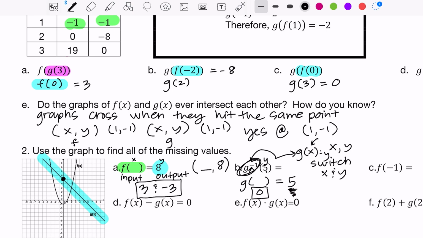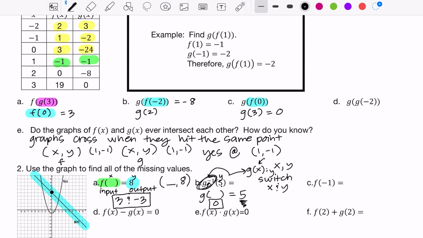Okay? f of -1. From here, I think they get pretty easy. We started with probably the two most difficult ones, so hopefully you'll be okay with these. But this one right here just says straight and forward, find me f of -1. So I'm going to go to the input of -1, and I'm going to look for the y value, and this just so happens to be at 0. So that point is (-1, 0).